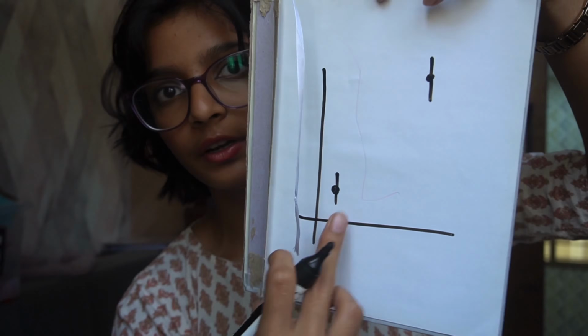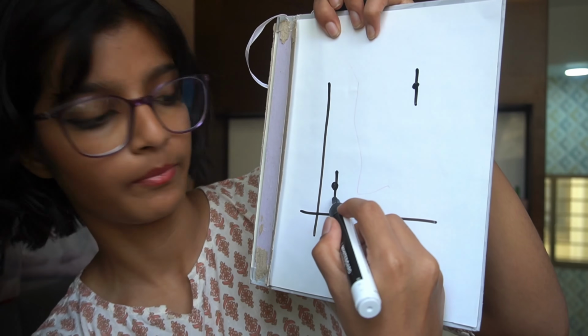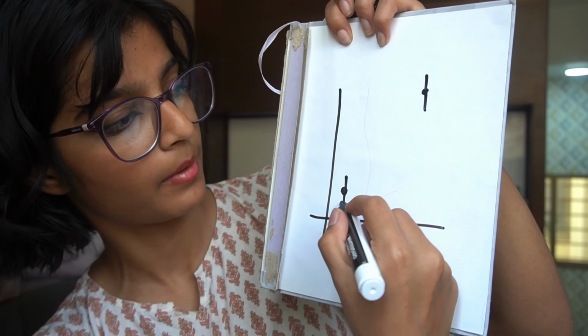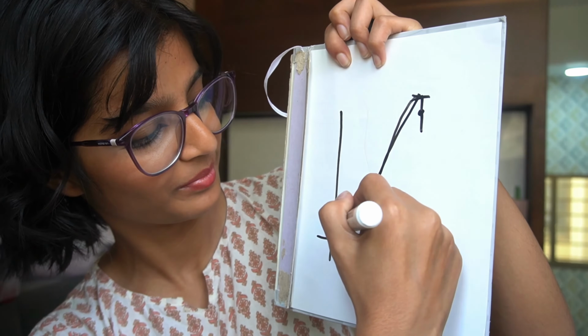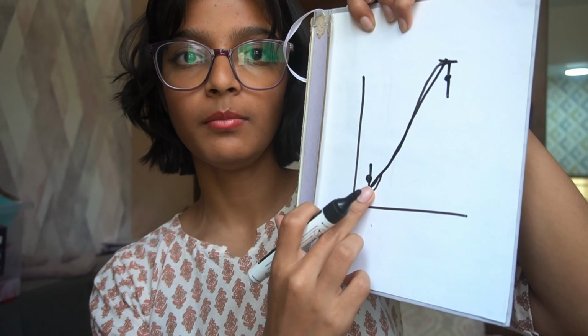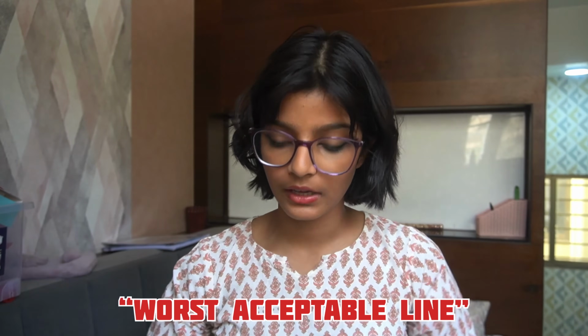When you're drawing the worst fit line, what you're going to do is, suppose this is your bottommost point and this is your topmost point. For the worst fit line, what you'll do is connect the bottom of your uncertainty bar to the top of your topmost point, right? It's not the worst fit line, it's the worst acceptable line. Okay, so I hope that clears some stuff out.